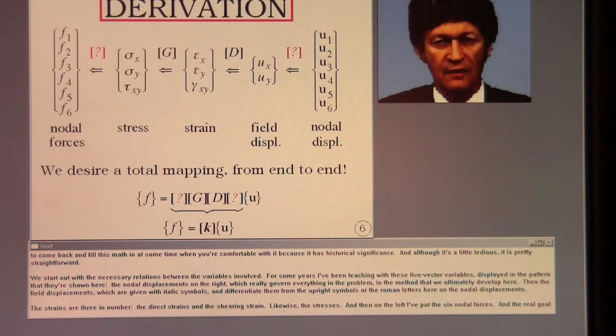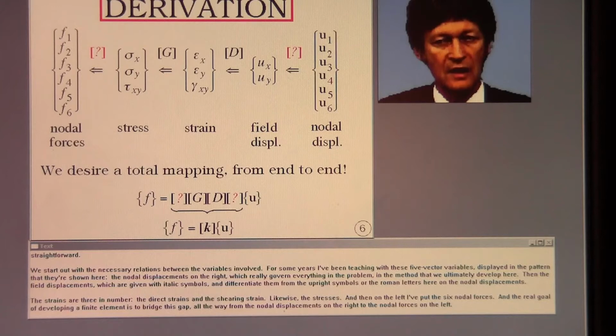You may want to come back and fill this math in at some time when you're comfortable with it, because it has historical significance. And although it's a little tedious, it is pretty straightforward.